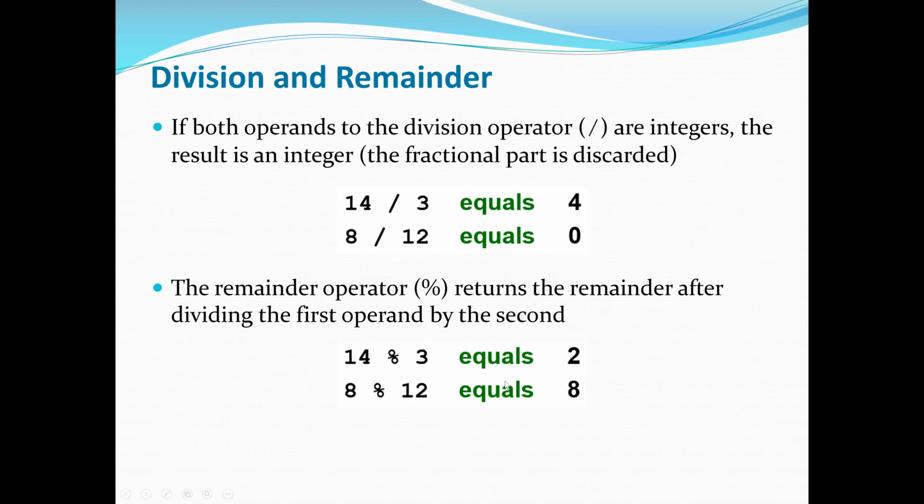Another example for the remainder operator, also called the modulus operator: 14 modulus 3, the answer is 2. Why? Because 14 divided by 3 gives us 4, but the remainder is 2. So the remainder is our result. Same thing, 8 modulus 12, the answer is 8. Why? Because in 8 divided by 12, both numbers are integers, or whole numbers, so the result will be a whole number. So 8 divided by 12 is 0, remainder 8. So 8 modulus 12 will be 8.